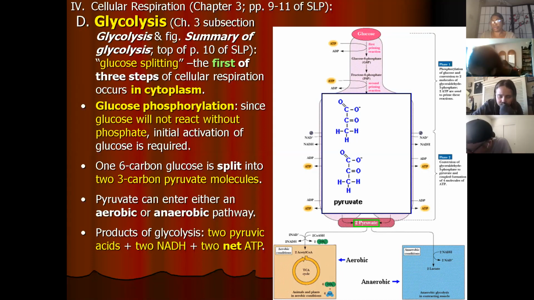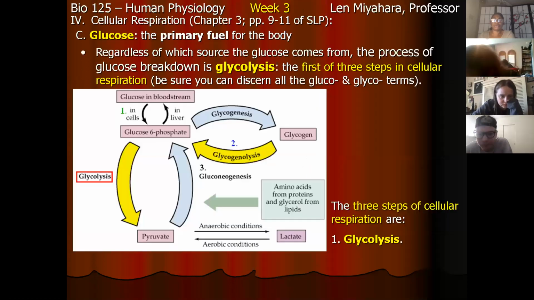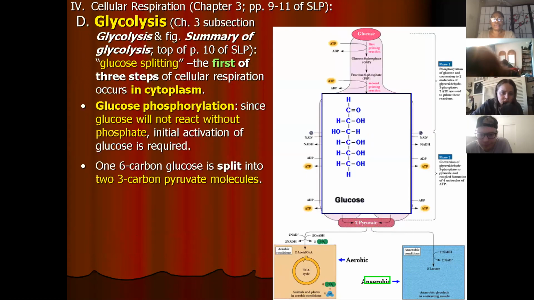Everything else, you really don't have to know all the specifics. So look at this box in the middle of the slide. It's showing you the whole thing, starting with the glucose. Here's the glucose phosphorylation. The 2 ATPs are going to go in, and then it changes it.